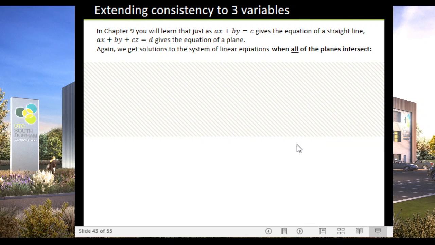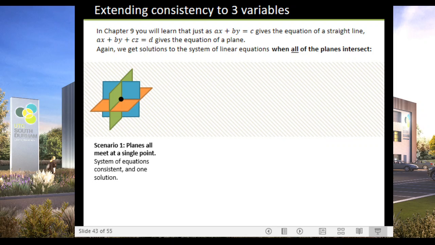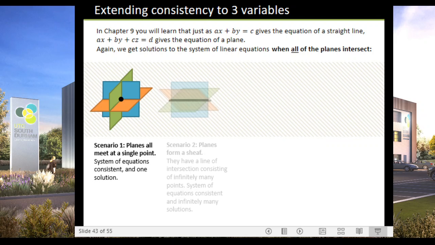We're going to look at what this means in 3 dimensions and in 3 variables now. Exactly the same ideas are going to be applied, but there are more complicated situations we can look at. Right, so scenario 1, the planes all meet at a single point. That means the system of equations is consistent and it has one solution. We're going to look at how to identify that from the matrices.